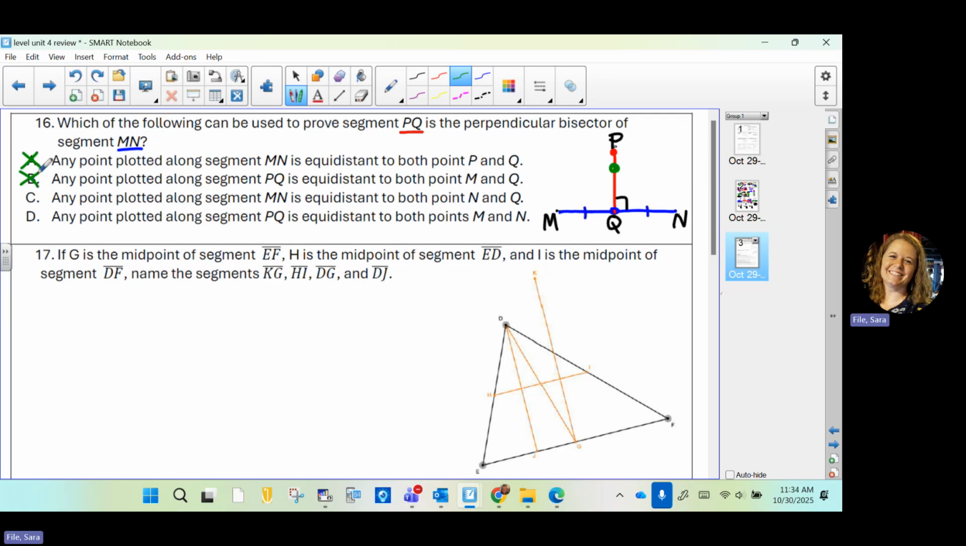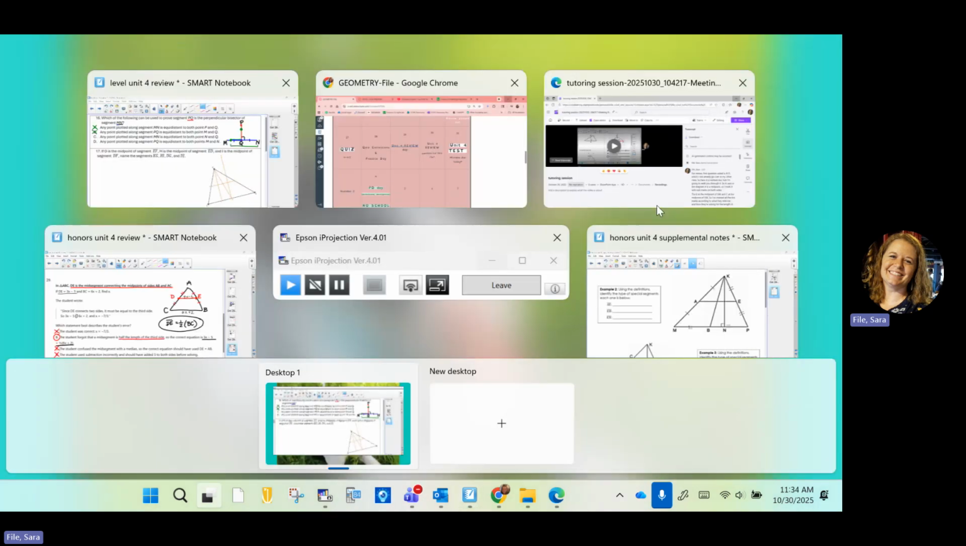Okay, any point plotted on MN, so let's put a point here on MN, would be the same distance to N and to Q. Well, the green point to Q is here, and then that green point to N, that has to be longer, doesn't it? Because you have to go past Q. So that doesn't make sense either.